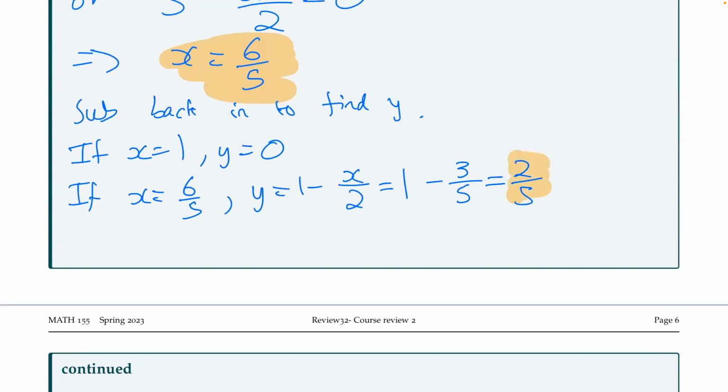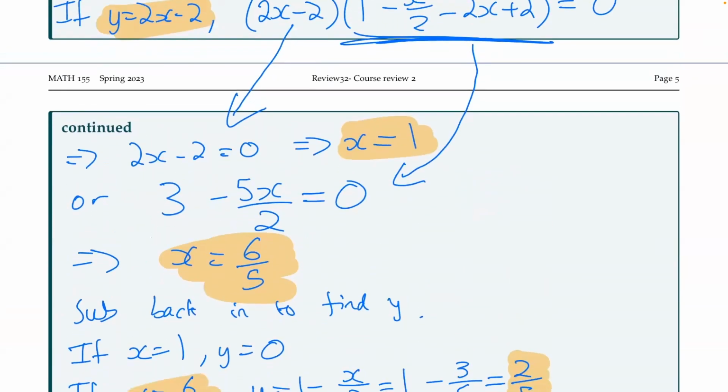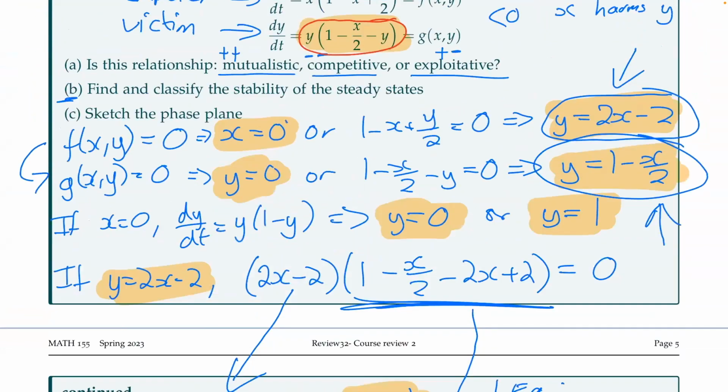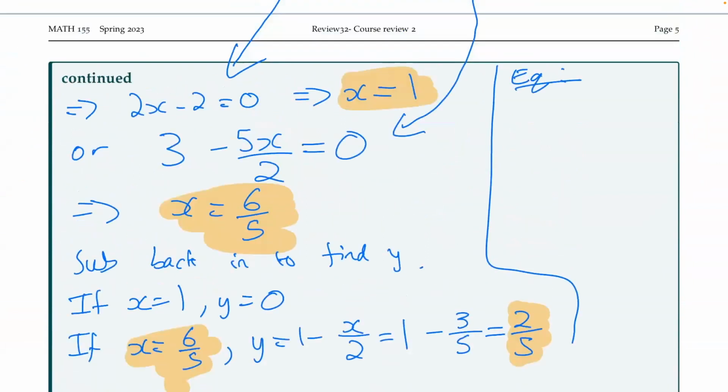So let's just summarize everything. It's kind of good to summarize everything at the end. So what are our equilibria? All the way back to the beginning. Well, the first one we found was x is equal to 0. And if x is equal to 0, then y is equal to 0 or y is equal to 1. This first one here is known as a trivial equilibrium. The second is a semi-trivial. It's semi-trivial because one of the species is extinct.